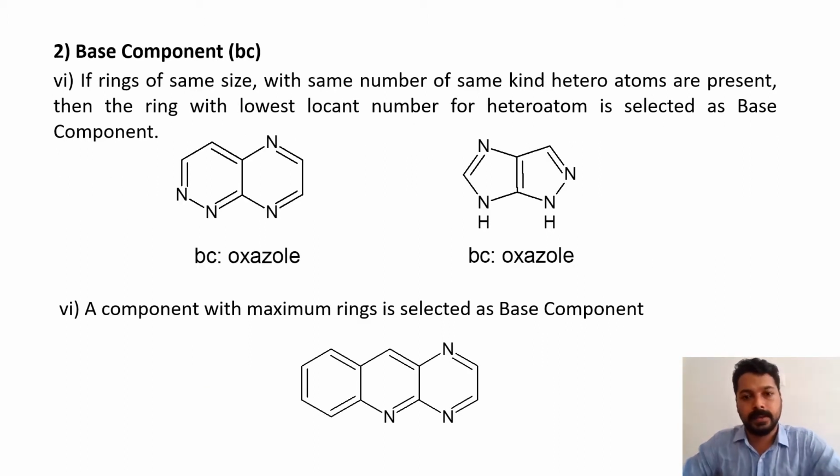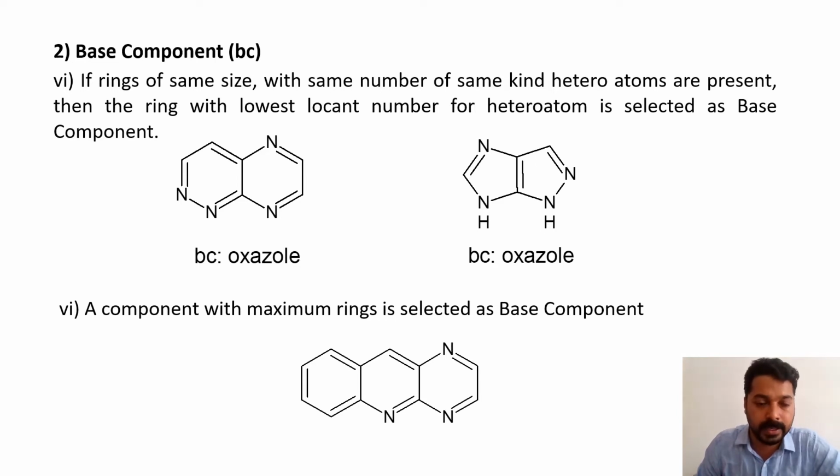Next, suppose rings of the same size and the same number of the same kind of heteroatom, then the ring with the lowest locant of heteroatom is selected as the base component. You can see here both have two heteroatoms, nitrogen each, and both have the same ring size. In that case, the ring with the lowest set of positions of heteroatom is taken as the base component.